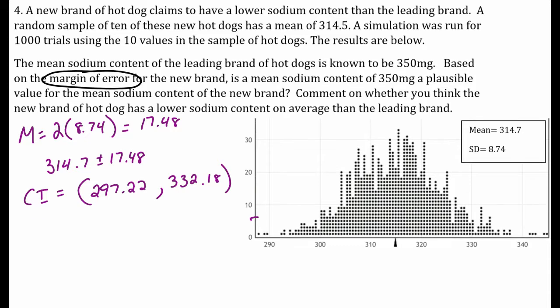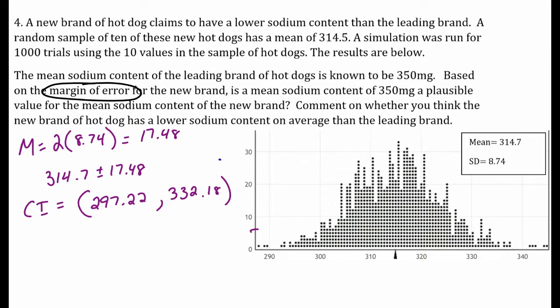So what does this confidence interval represent? This confidence interval gives us plausible values for the true population mean, that parameter mu that we don't know about, of the new hot dog brand. So you could write we are 95% confident that the true mean sodium content of the new hot dog brand is between 297.2, I'm assuming milligrams of sodium would make sense, to 332.18 milligrams of sodium.